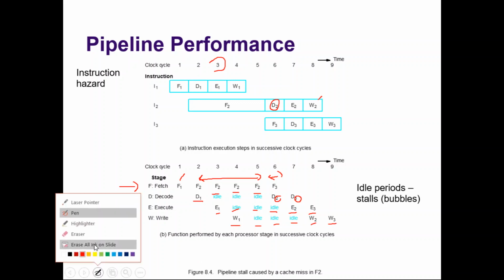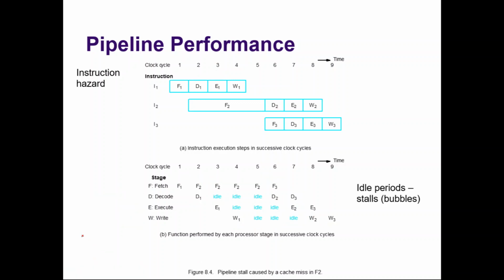Okay, so it can be represented in this way also. This is just another way of representing. Idle periods are called stalls or bubbles. So these are the stalls. See, this is called a stall. I2 is not stalling. I2 is delayed, but I3, I4, all the further instructions will be stalled.